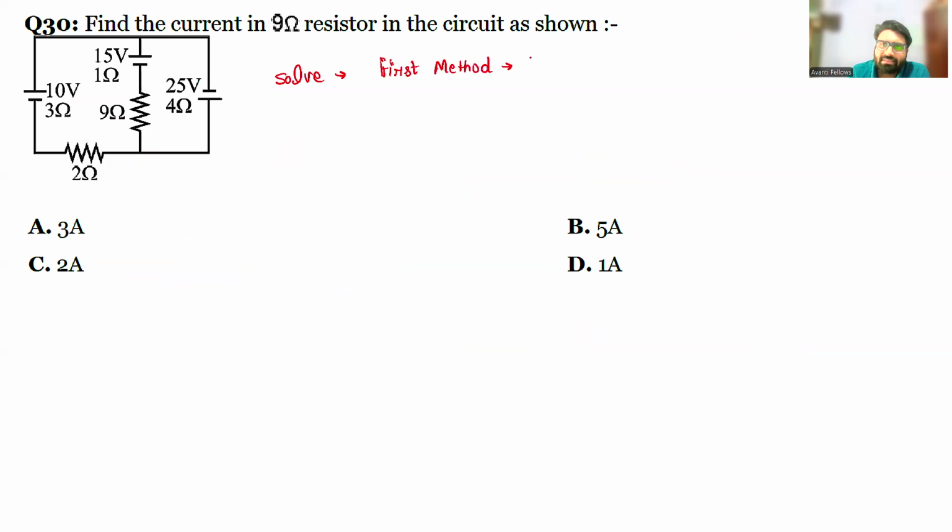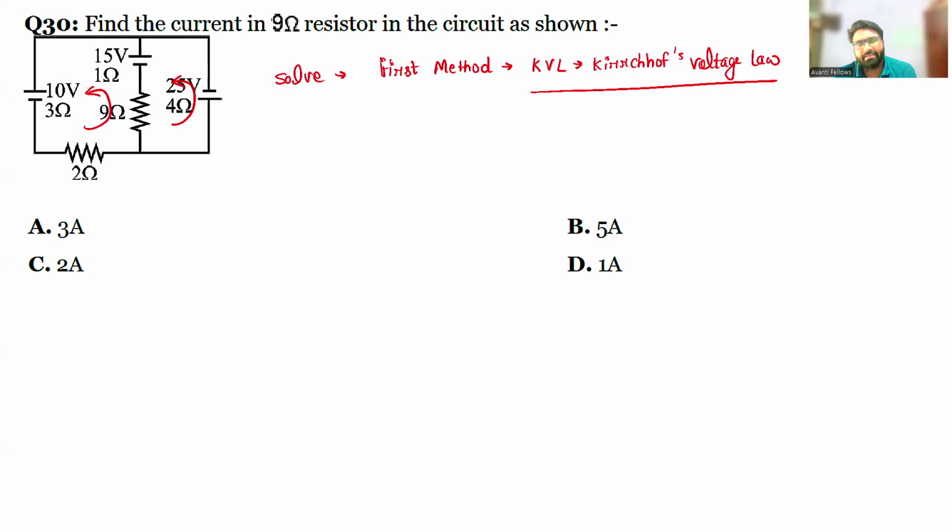First method is KVL, which is Kirchhoff's voltage law. Okay. That you can use. There are two loops given in the question. You can apply the KVL, but KVL will be a bit lengthy in these types of questions. So it's better to apply KCL.